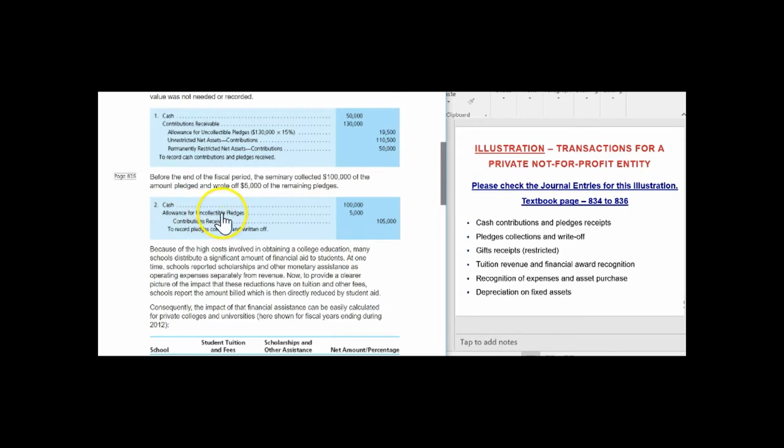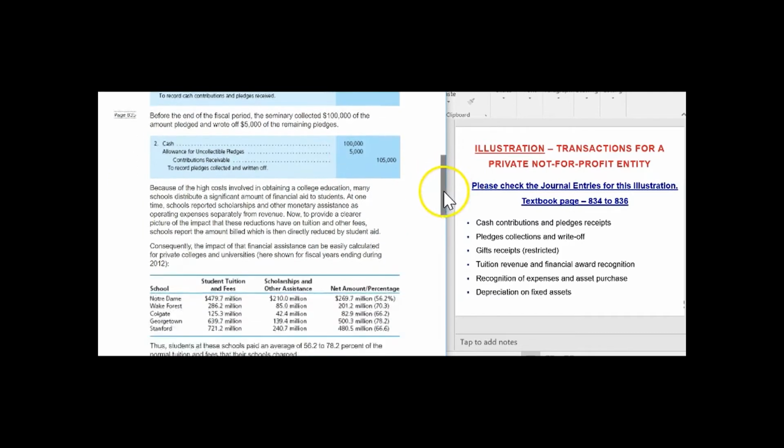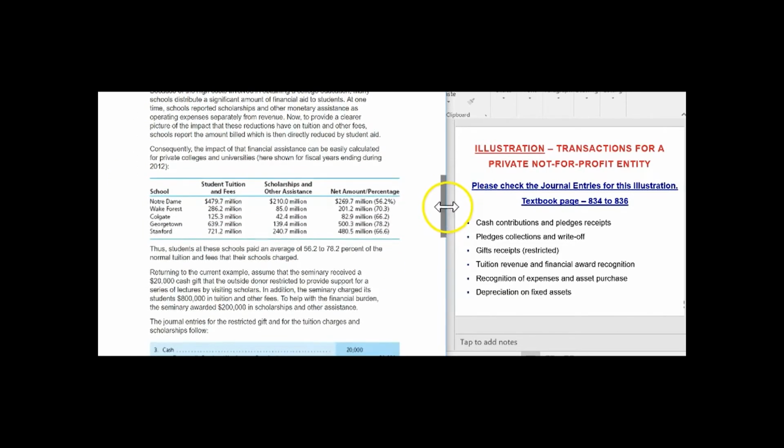That means you have to reduce your allowance, which we debit because it is usually a credit amount, and you need to take that amount out of your receivables too. That means you also need to reduce your receivables. So these 105,000 reflect the 100,000 that you were collecting, and the 5,000 you will not be able to collect. Now we'll see a few more examples.